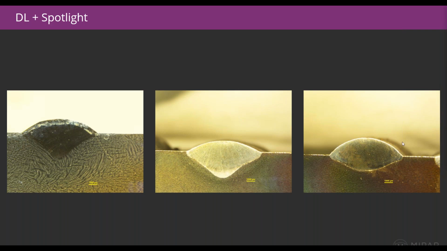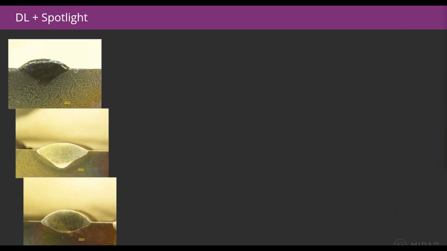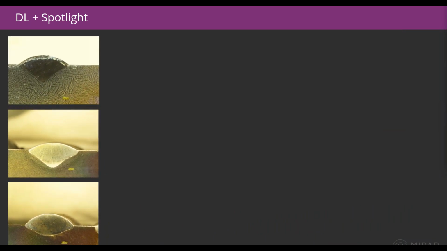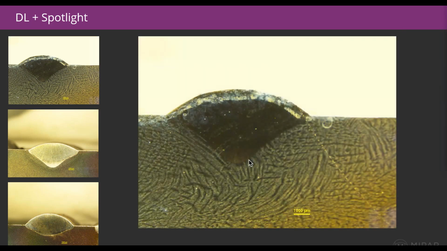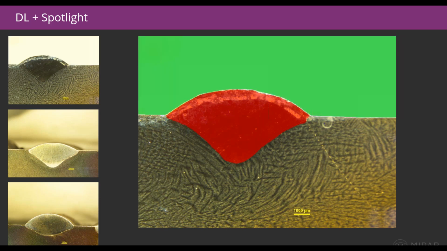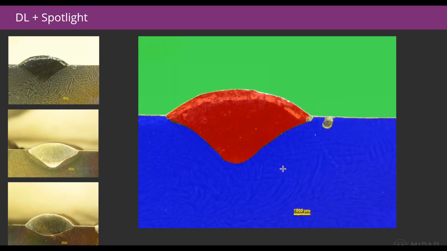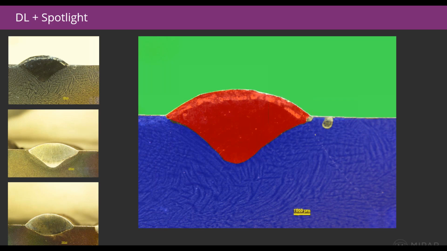So the approach here is to, again, use a tool like Snap to take some of these cases. I'll keep one aside for testing. And let's see if the video plays here. Where you come in point mode, you just click 3 times and annotate your classes, bead, background, and substrate.